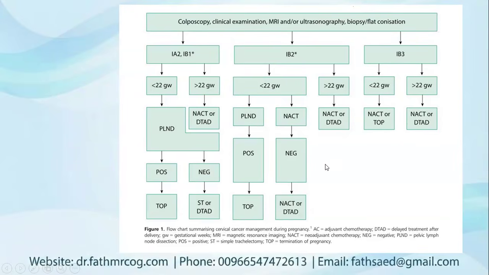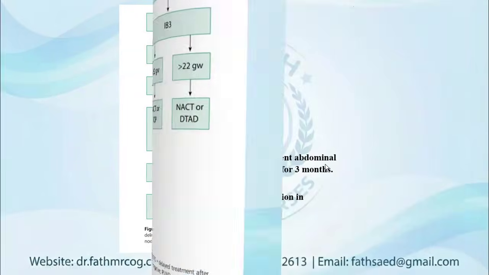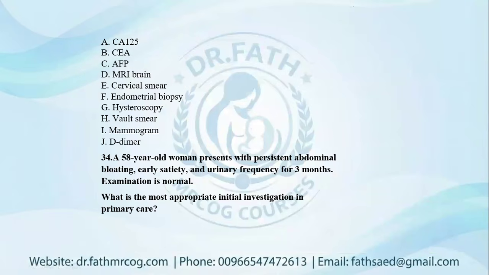If the patient, most of the time they tell you the gestational age is more and the pelvic lymph node dissection is negative, better you will delay. And delivery will be around 34 weeks and it will be by classical cesarean section. They repeat this question. They like cervical cancer in pregnancy.